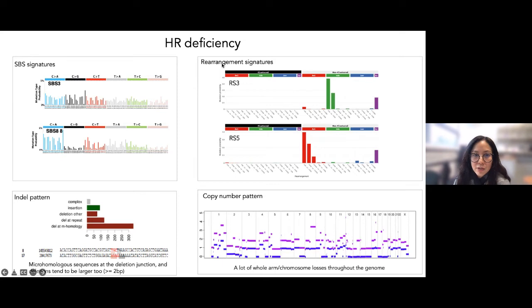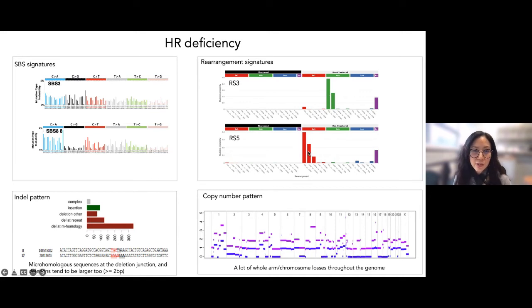Then rearrangement signatures in BRCA deficient tumors. There's something called rearrangement signature 3, RS3. This is characterized by tandem duplications, which are bits of the DNA that are duplicated and then inserted immediately in tandem. But in the BRCA deficient tumors, they tend to be 10 kb or less. Okay, so they tend to be quite small. But if you look through the genome, you'll find that it's just happening throughout the genome. So it feels like a kind of replicative abnormality where a bit of DNA is copied and then duplicated and then inserted back again. It just keeps going throughout the genome. So that's rearrangement signature 3. It tends to be a feature of BRCA1 deficient cancers.